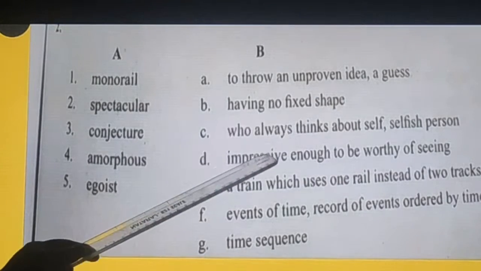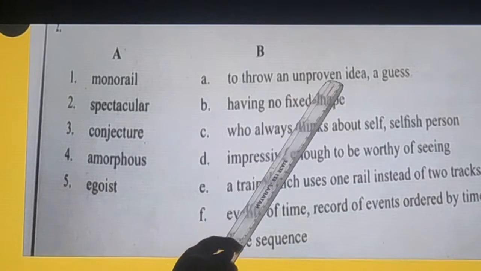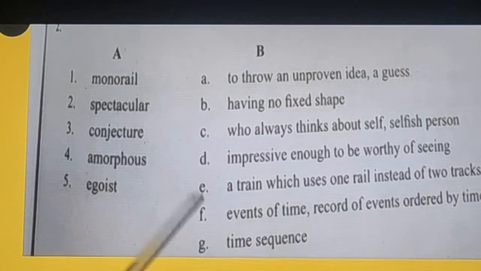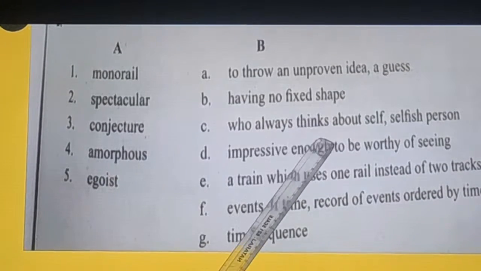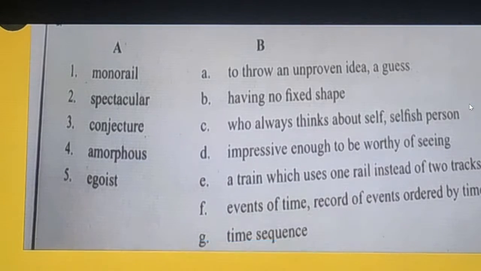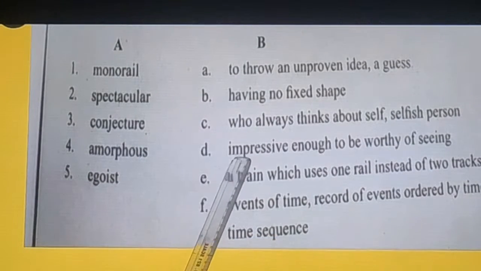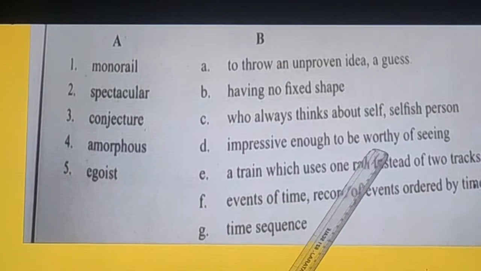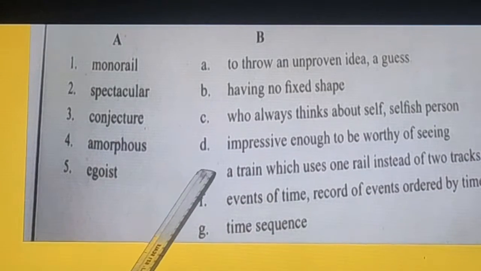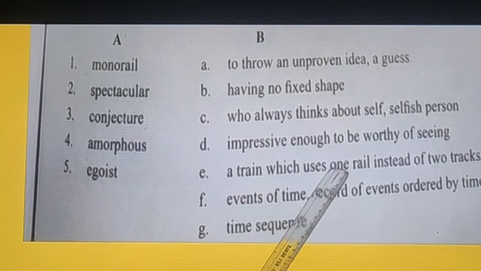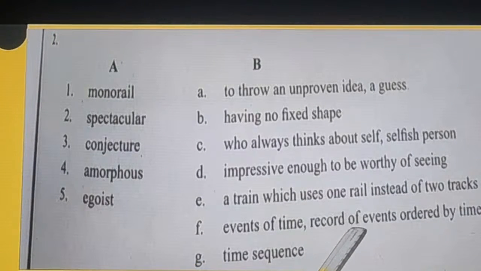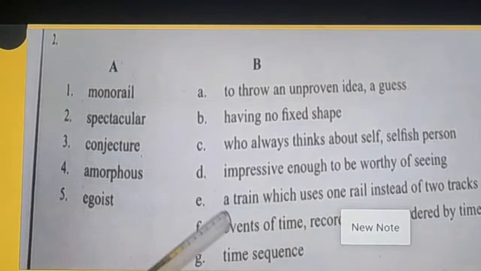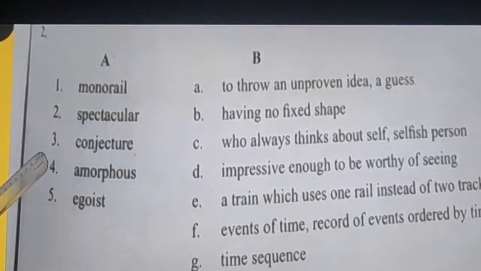Look at this. A. To throw an unproven idea, a guess. B. Having no fixed shape. C. Who always thinks about self, a selfish person. D. Impressive enough to be worthy of seeing. E. A train which uses one rail instead of two tracks. F. Events of time, record of events ordered by time. And G. Time sequence. These also have the answers.